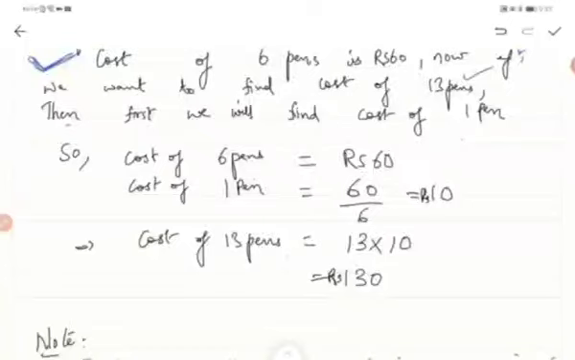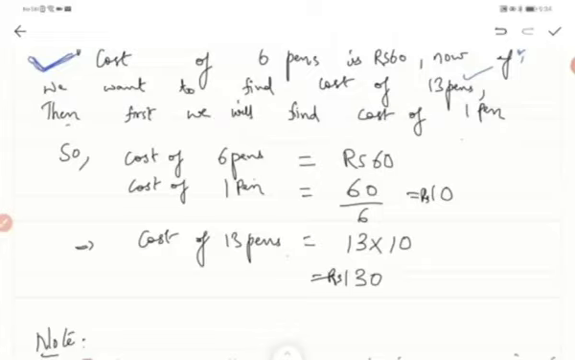In the last video we started with the unitary method. I have explained what the unitary method is: if you first find the value of one unit and then find it for the others, you call that the unitary method. So we had seen this problem example.